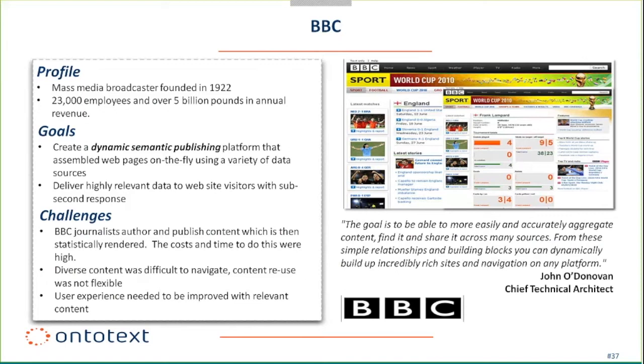And what is notable about the dynamic semantic publishing platform is that it gives you a way in which you can effectively assemble web pages on the fly. So rather than having journalists manually write each individual page about each team and each player, coaches, and so on, all of this is generated automatically based on information that is already available in the form of triples for the particular team or player.